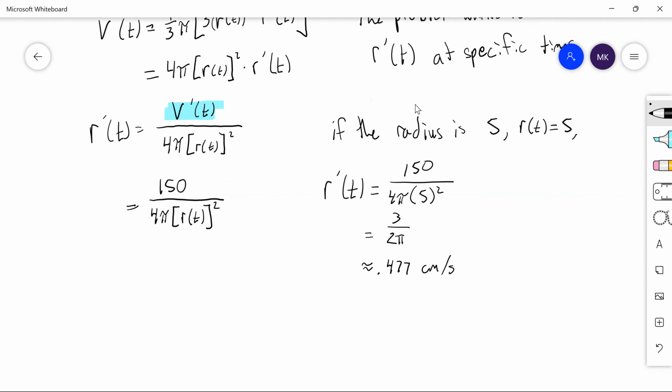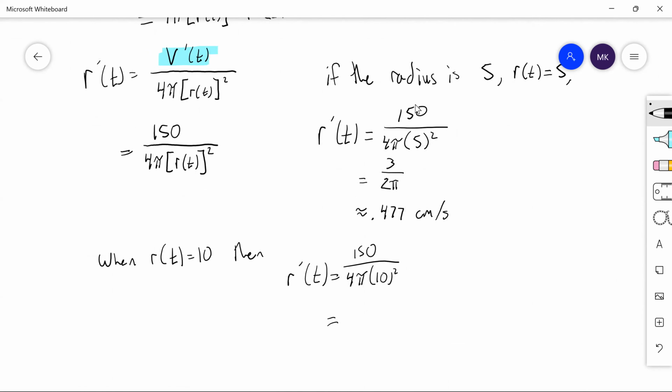Now, if we do the same thing, right? We say when r of t equals 10, because that was the second question, then r prime of t is 150 over 4 pi times 10 squared, which ends up being 3 over 8 pi, which is about 0.119.